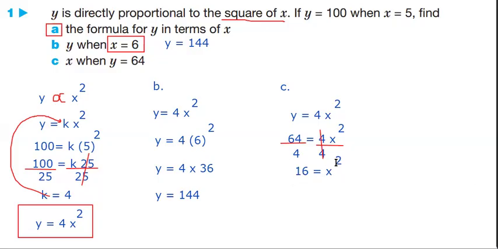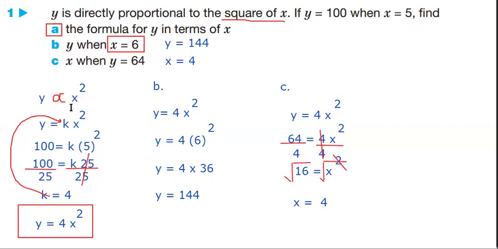Now, this x squared, I need to get rid of the square. And I'm going to do this by doing the opposite of squaring, which is square rooting. So I'm going to square root this side like this. And at the same time, I'm going to square root this side like this. The square root will remove the square, and I'll end up with x like this. And then the square root of 16 equals 4. So the square root of 16 is 4. This means the value of x that makes y 64 is 4. And this is how you answer a question like this.